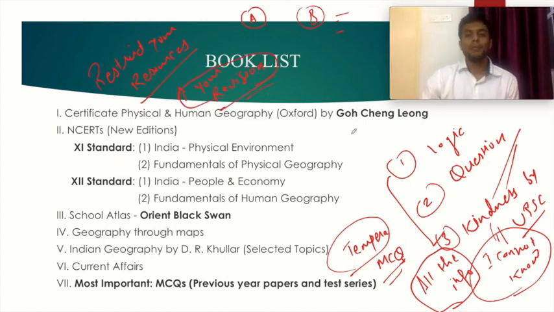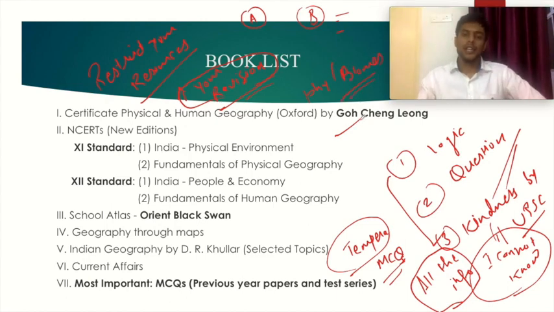So, a simple book by Goh Cheng Leong is the best or most famous, with a very simplified explanation of physical geography and also about the biomes. This would come in handy because it has some good colorful graphics to help you understand. Now these are the Bibles for you because these are the NCERTs, only the 11th and 12th NCERTs, and these are the new edition.